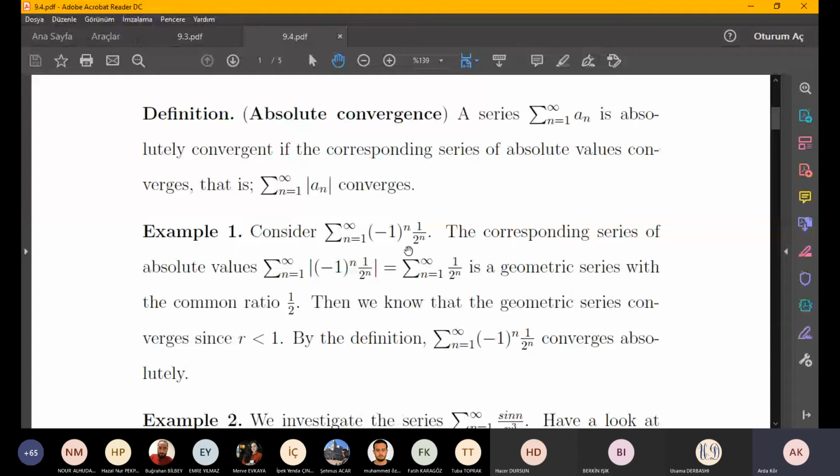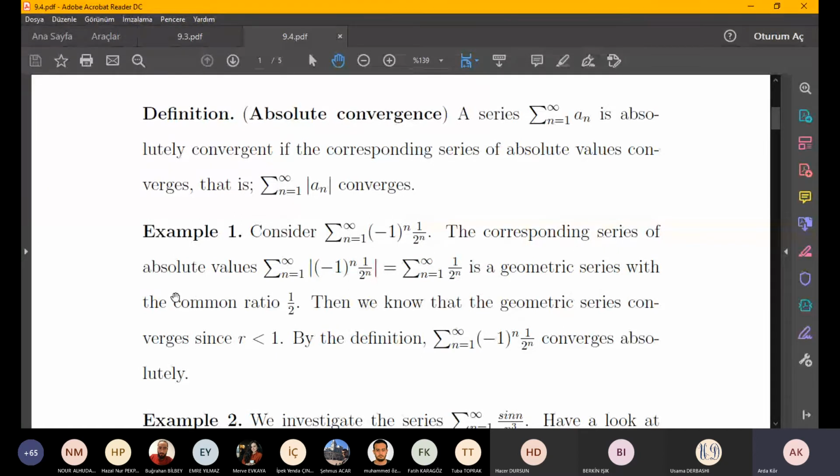Here we have an alternating series. As you can see, it has general term (-1)^n times (1/2)^n. So for even values of n the terms are positive, but for odd values of n they are negative, which makes the series alternating.